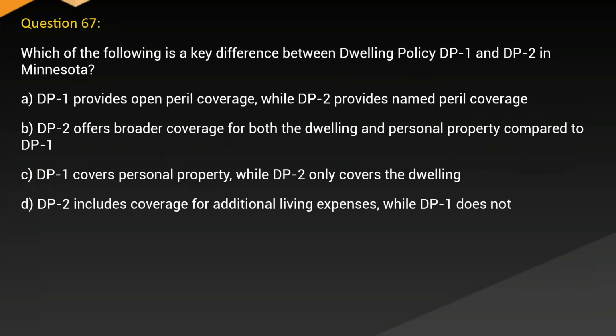Question 67. Which of the following is a key difference between dwelling policy DP-1 and DP-2 in Minnesota? A. DP-1 provides open peril coverage, while DP-2 provides named peril coverage. B. DP-2 offers broader coverage for both the dwelling and personal property compared to DP-1. C. DP-1 covers personal property, while DP-2 only covers the dwelling. D. DP-2 includes coverage for additional living expenses, while DP-1 does not.